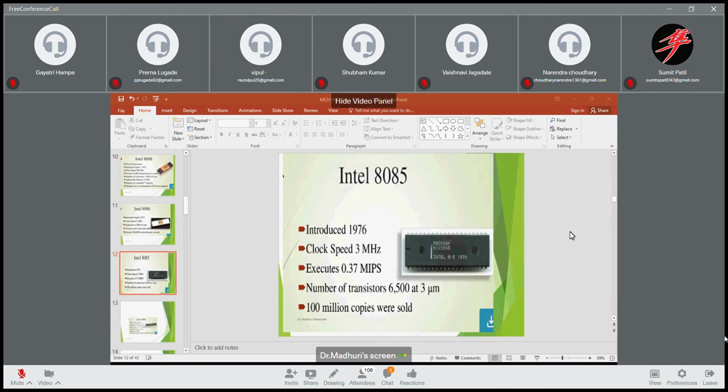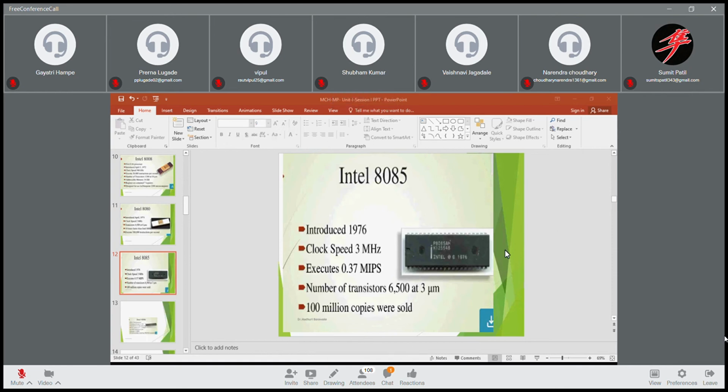Serial communication means you can transmit the data in one way. Communication means you can transmit and receive the data. You can transmit, you can receive, so that is the communication. Serial means you transmit the data in a single way. So that concept was developed in the 8085 microprocessor.